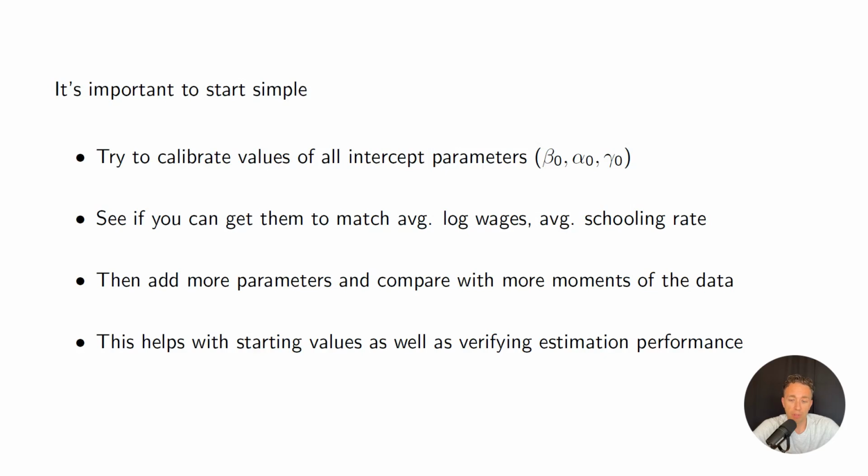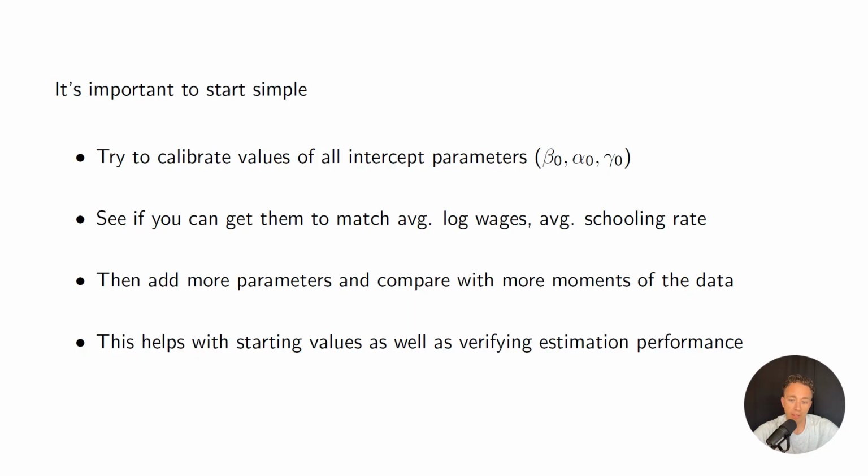So for example, I can calibrate a value for beta 0 that's going to exactly make it so that the prediction of my model will match the actual data on average for the average log wage. And I can do the same thing for the share of people choosing school, the share of people choosing employment in the second period, and so forth. Then, once we get those working, then we can gradually add other aspects to the model.